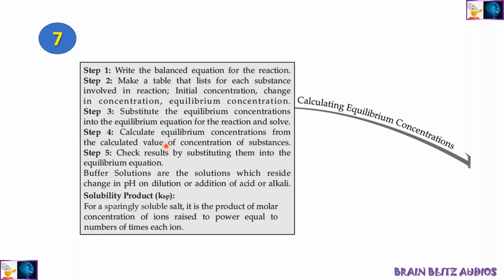The fourth step is to calculate equilibrium concentrations from the calculated value of concentration of substances. This involves the calculation step. The final step is to check whether your answers are correct. Check your results by substituting them into the equilibrium equation. So in steps 2, 3, and 4, we may deal with variables such as x and y. After step 4, you will get the values of x and y. In step 5, you need to substitute them into the initial balanced reaction, and then find out whether it matches. If it matches, then your answer is correct.